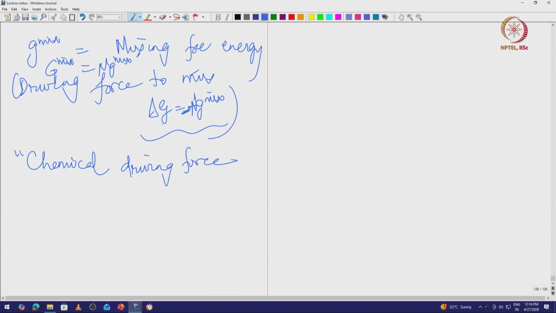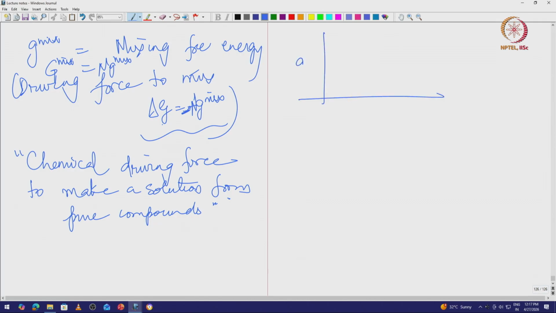Okay. So, 1 wants to go and bond with 2, 2 wants to come and bond with 1. So, they do not want to be separate, they want to contaminate each other. So, they want to be good friends with each other. So, chemical driving force to make a solution from pure compounds. Right. Okay. Now, let me ask you this question, we can also plot G mix then instead of G as a function of x2.